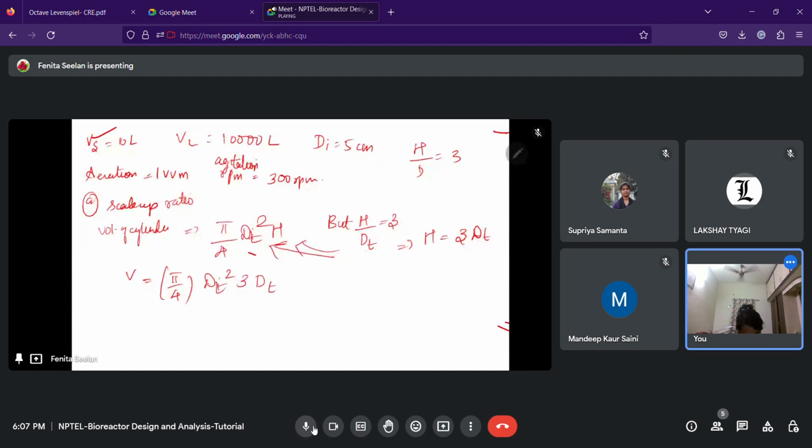So if this comes into the picture, how do you substitute this? It will become volume is equal to pi by 4 into 3 into tank diameter, the whole cube. If we substitute this, we will get the volume.